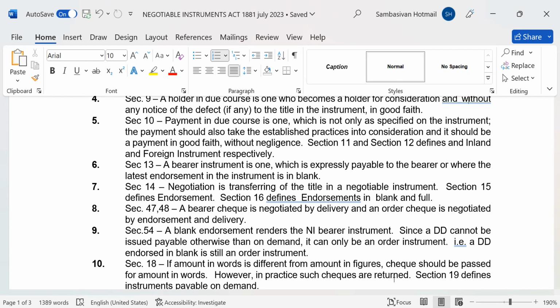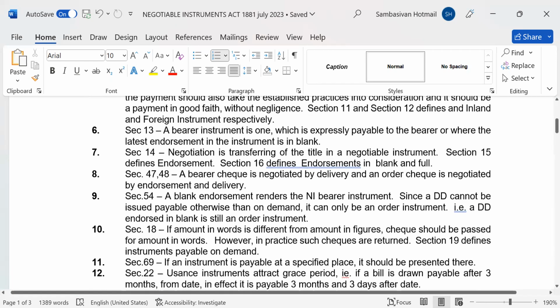Section 14, negotiation is transferring of the title in a negotiable instrument. Section 15 defines endorsement. Section 16 defines endorsements in blank and full. Section 47, 48. A bearer check is negotiated by delivery and an order check is negotiated by endorsement and delivery.